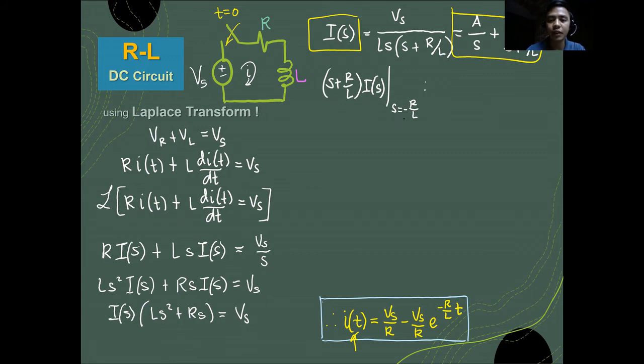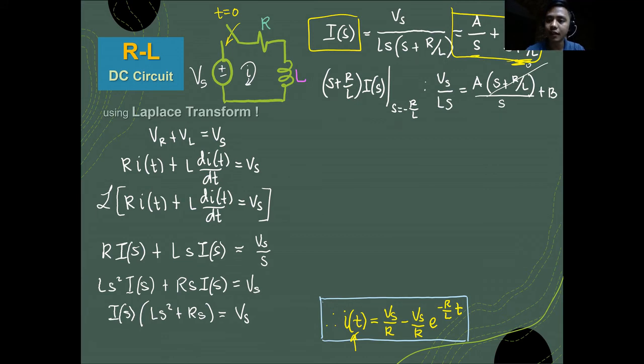So take note, this one came from here. The root, negative r over l, comes from that. Actually, we call this one the root, in math, the root. Actually s equal to 0 is a root. In this case, negative r over l is a root also. So we change s into negative r over l, one of the roots.